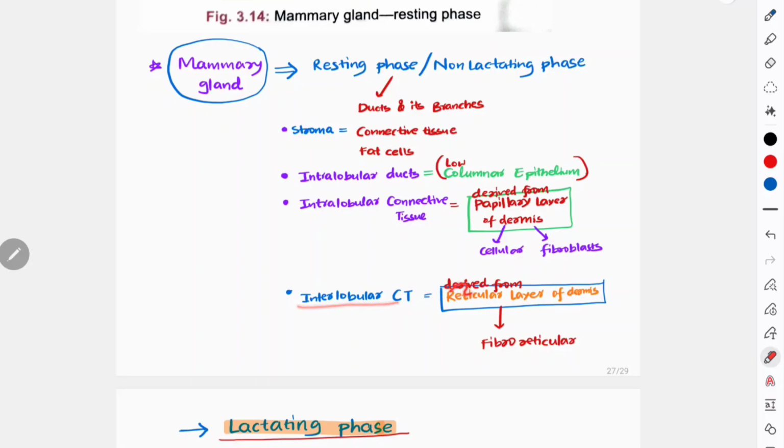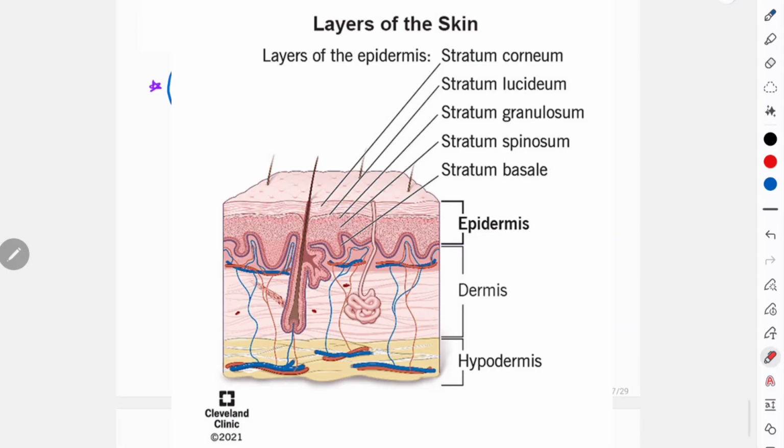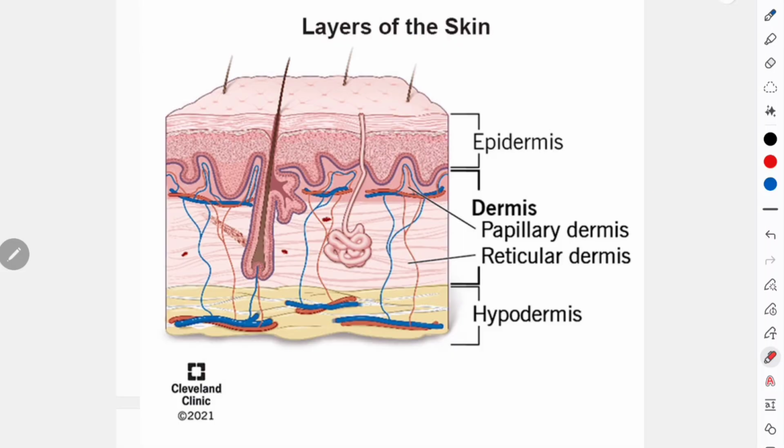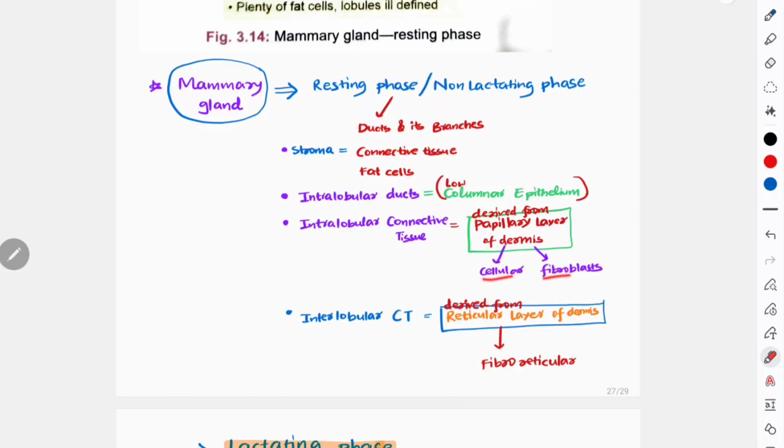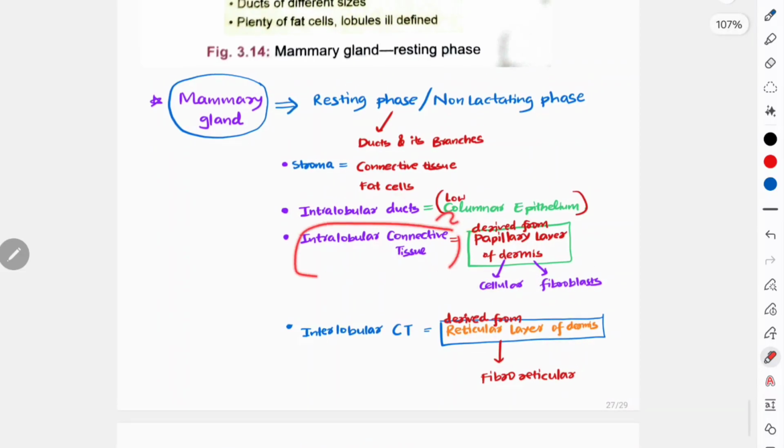Interlobular connective tissue is derived from the reticular layer of dermis. You have to know the layers of dermis: the papillary layer and the reticular layer. From the papillary layer come the cellular fibroblasts of the intralobular connective tissue. The reticular layer is fibroreticular.